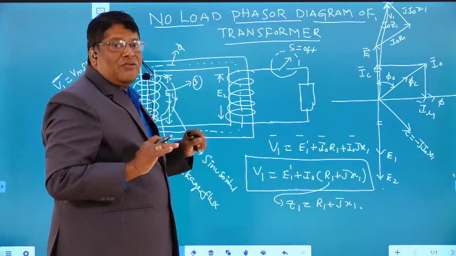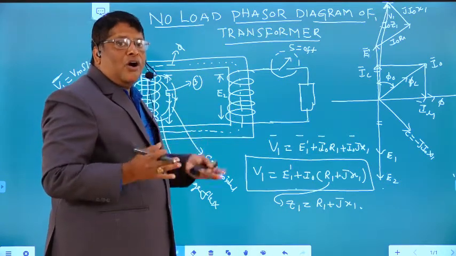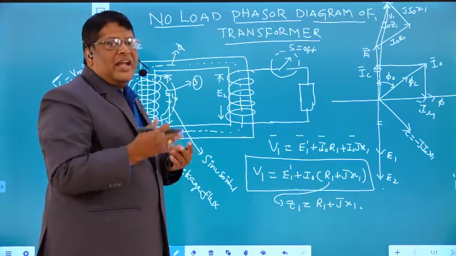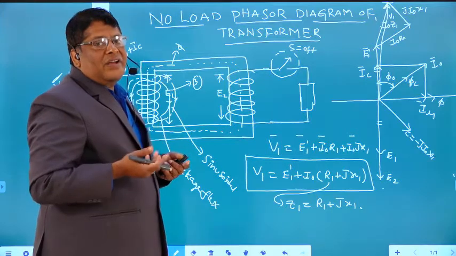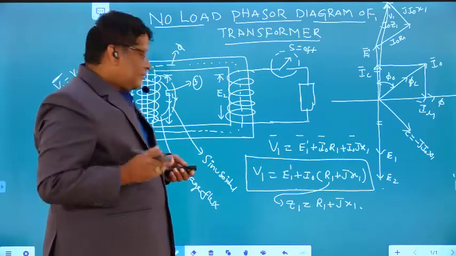But here the transformer is a practical transformer. We have taken everything: losses, resistance of winding, as well as leakage reactance of a winding also. But here we consider only the primary winding.